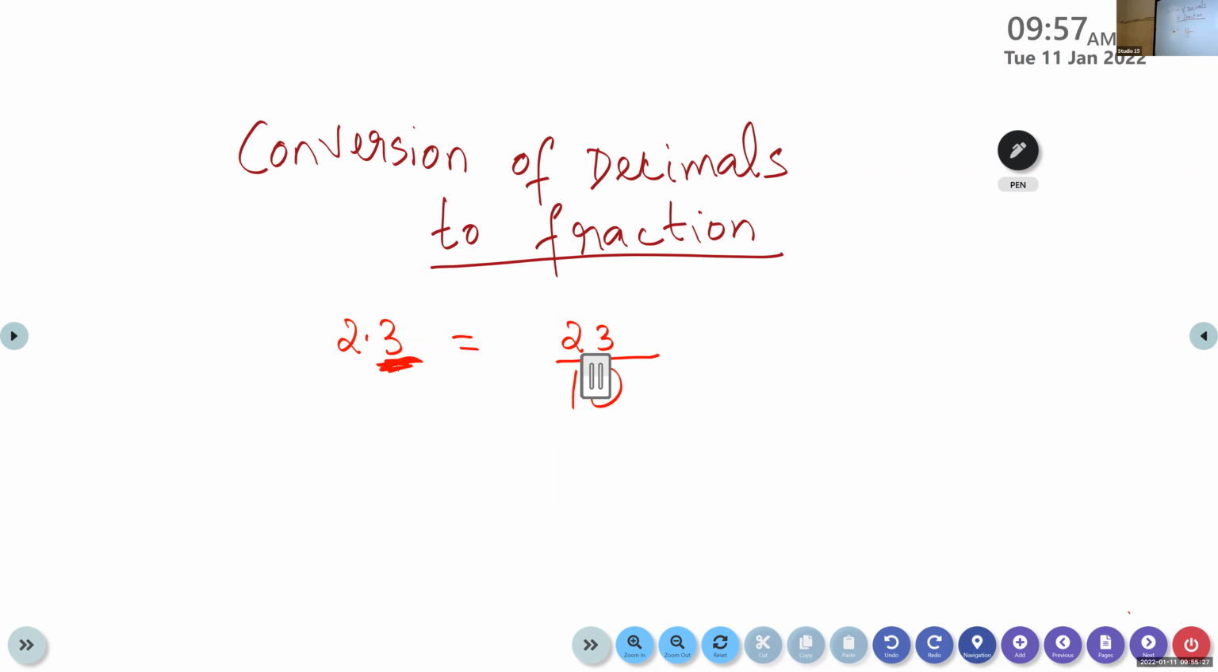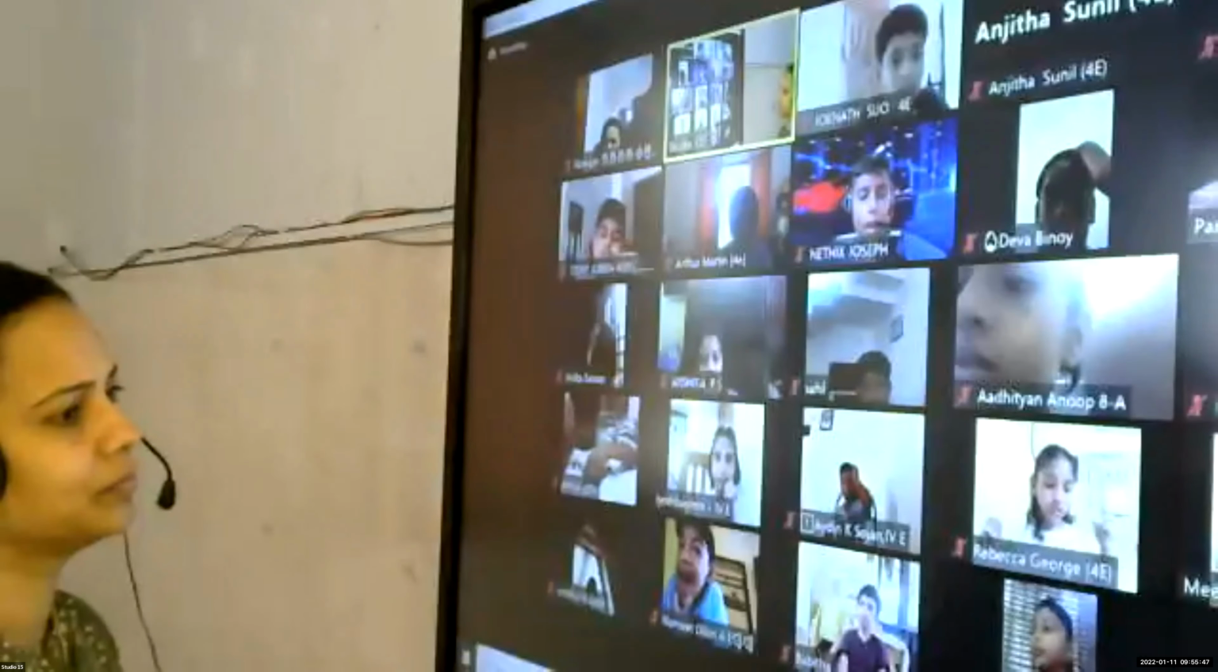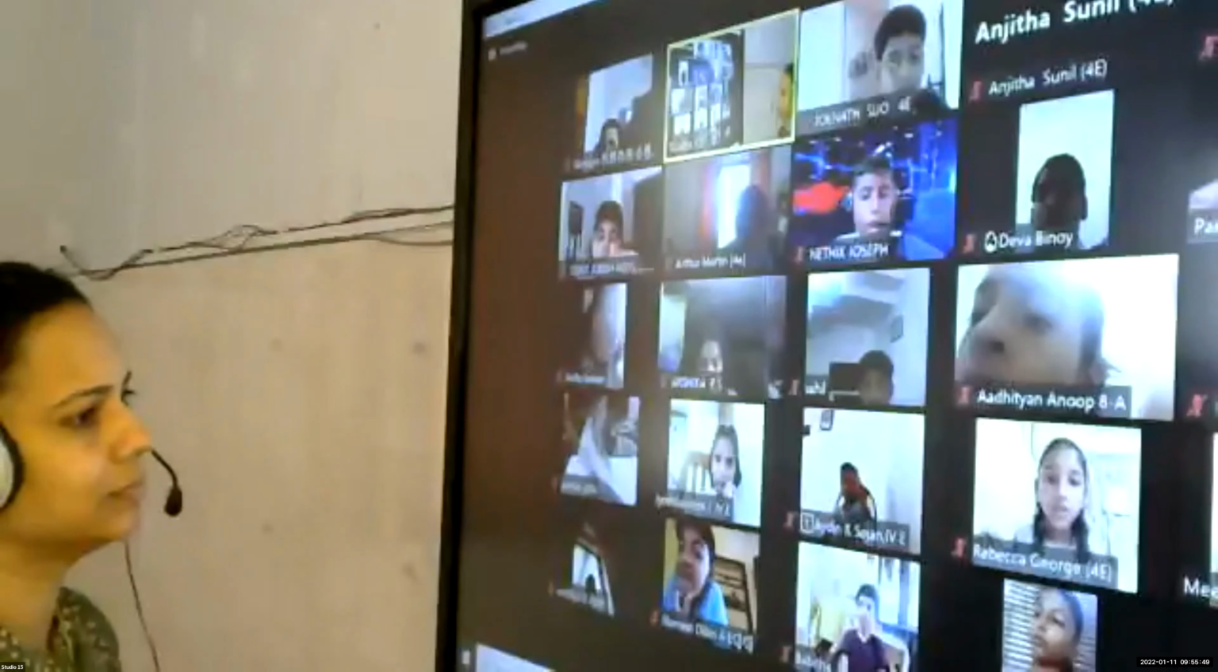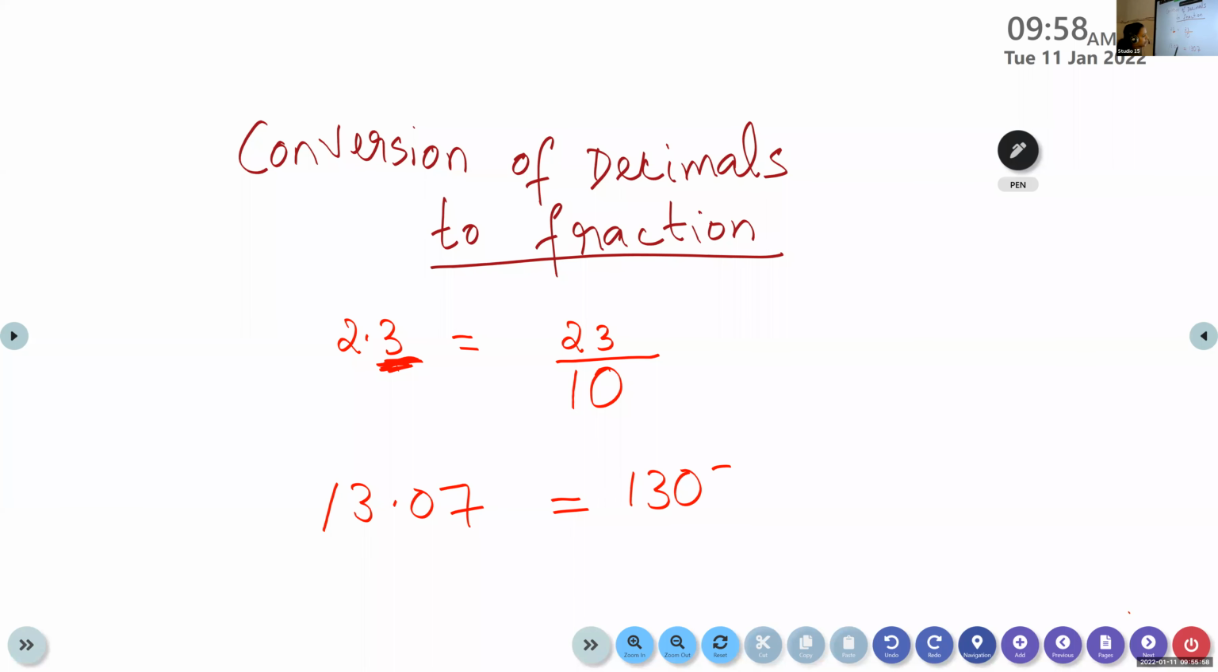Is that clear? Yes. Now let's go to another one. Here I have 13.07. First, what do I have to do? Who can tell me that? Raise your hand. Yes, Meenakshi. What do we have to do first? Write without the decimal point. Very good. Write the number without decimal point. So, children, I will write 1307.